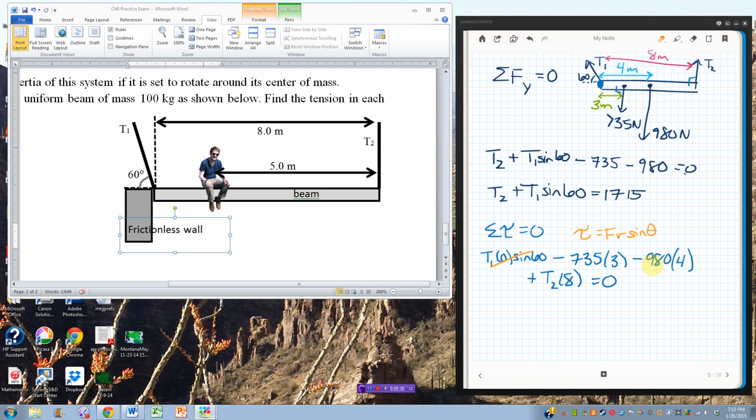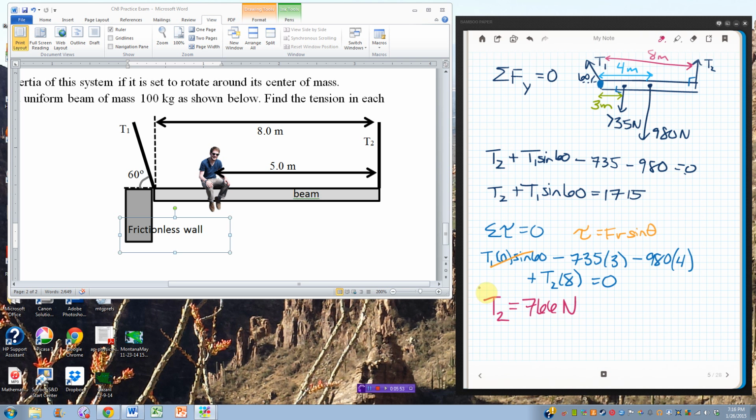I can just solve this straight up for T2. So I'm going to multiply these out, move them to the other side, and divide by 8, and I end up with T2 is 766 newtons.